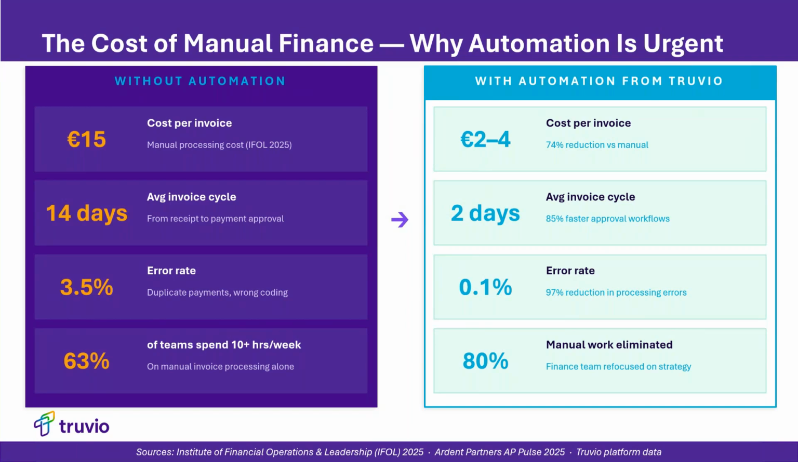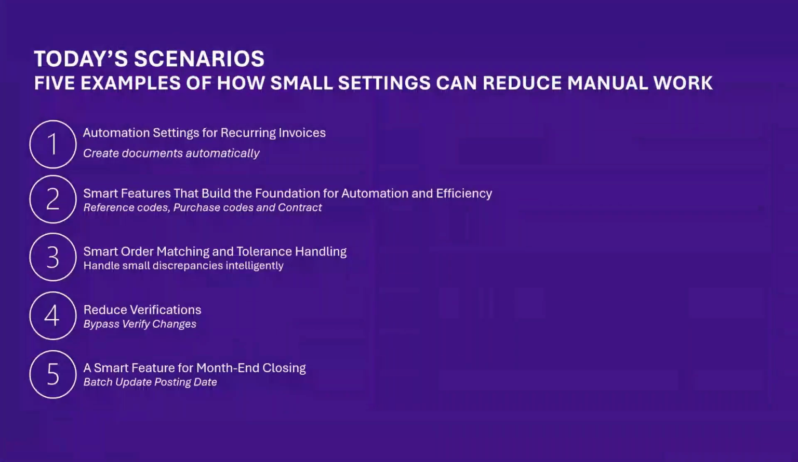How relatively small adjustments can actually reduce your manual work, and that without losing the control that many of you want, because I know I hear that a lot, that you still want the control over things. And that might be why some of you still do things manually. On the right side here, you can really see the difference between manual processes and smart automation. And with that, let's take a look at today's scenarios.